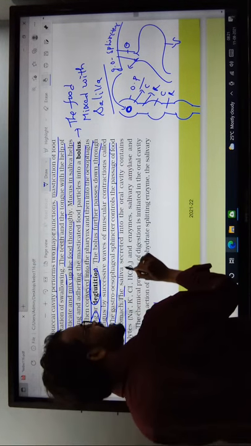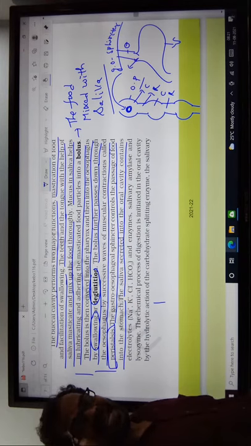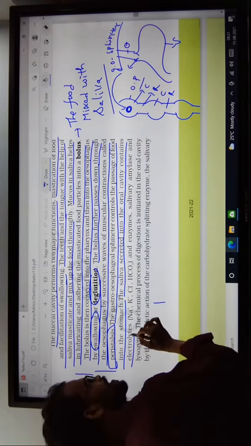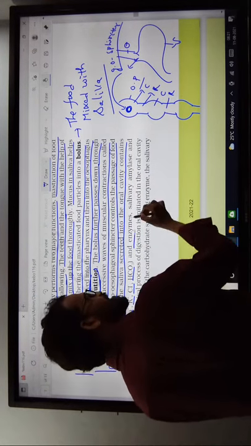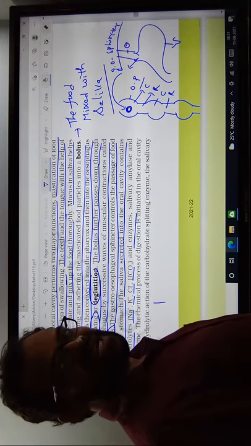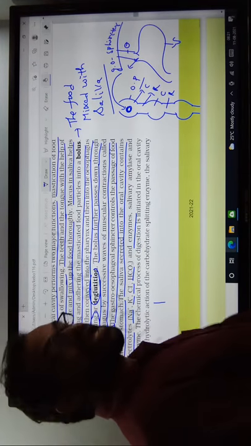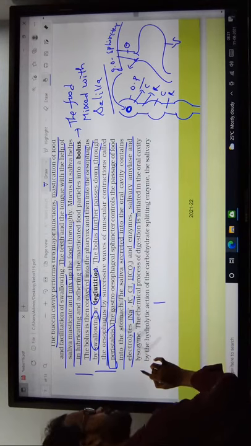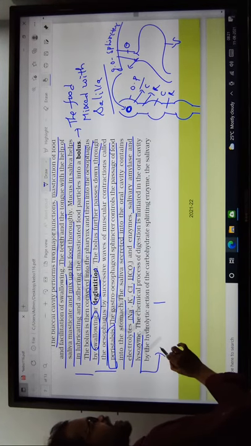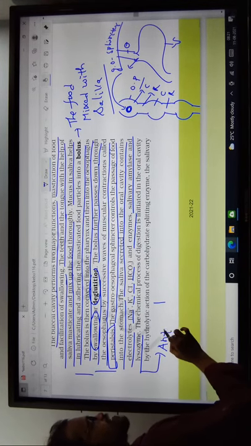Okay, next one, the saliva secretion. What is the composition of the saliva? Electrolytes: sodium, potassium, chlorine, bicarbonate. And what enzymes does saliva contain? Salivary amylase enzyme as well as lysozyme enzyme. This lysozyme is an antibacterial enzyme.